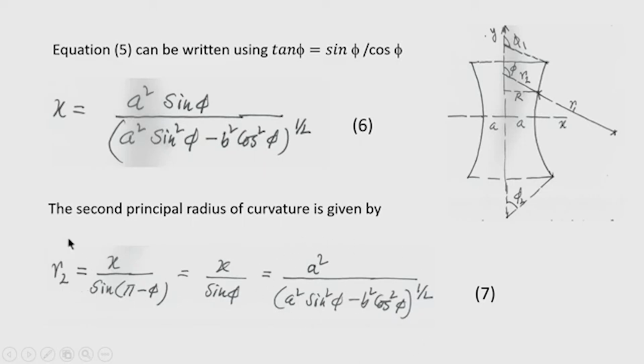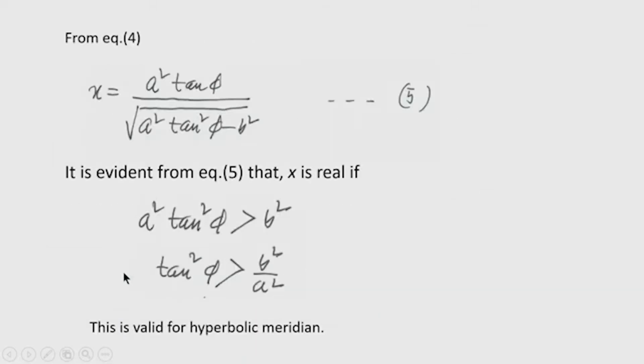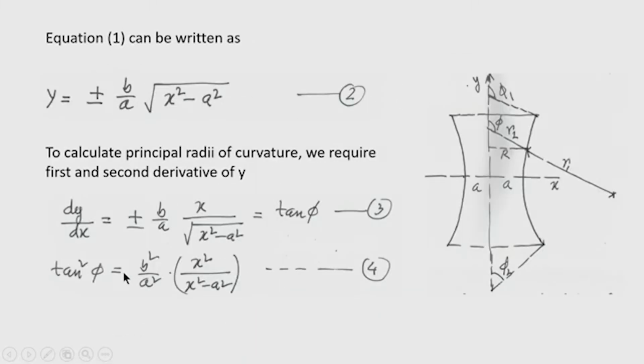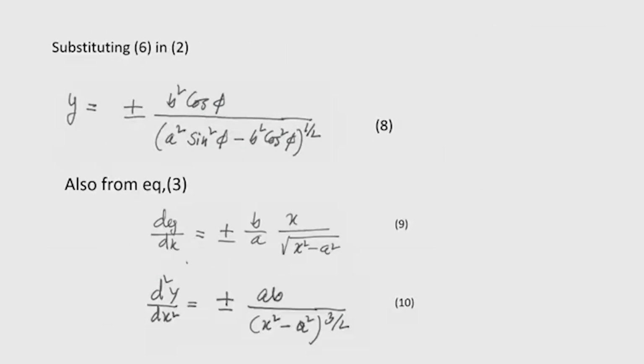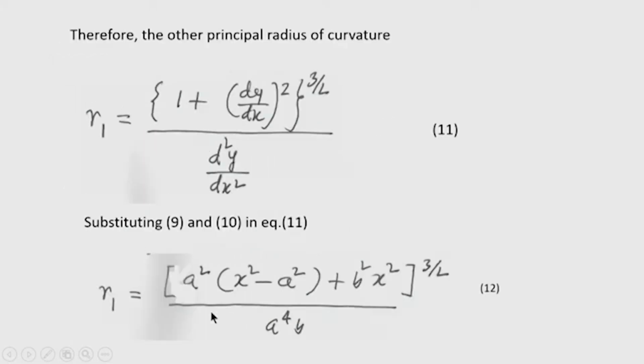So, the second principal curvature is known, s square divided by bracket s square sin square phi minus b square cos square phi raised to the power half, and the first principal radius of curvature we now have to obtain. From the equation of calculus that we know, to determine the curvature we need the first derivative and second derivative that we have already calculated.